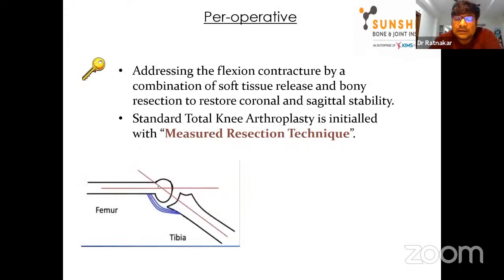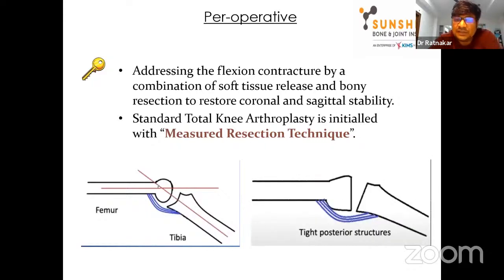So you need soft tissue as well as the bony correction for achieving balanced flexion and extension gaps in flexion deformities. Measured dissection technique is considered to be the standard when you want to deal with these types of deformities.